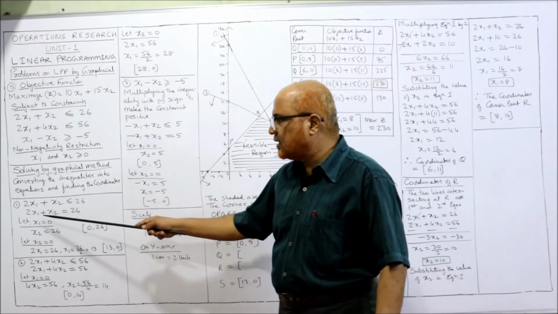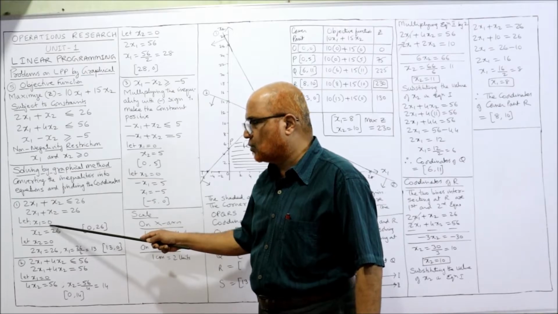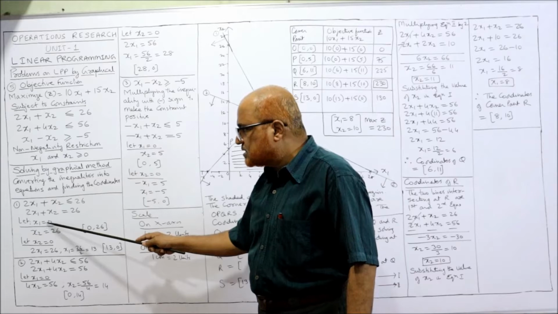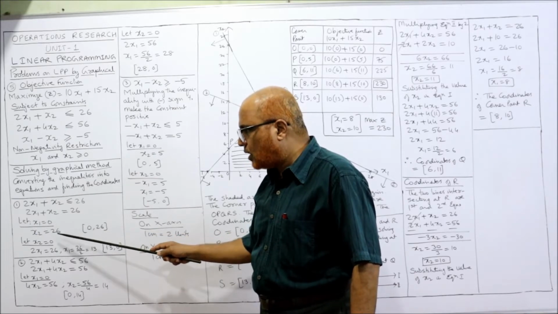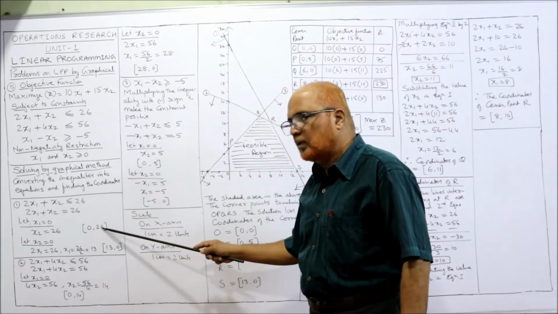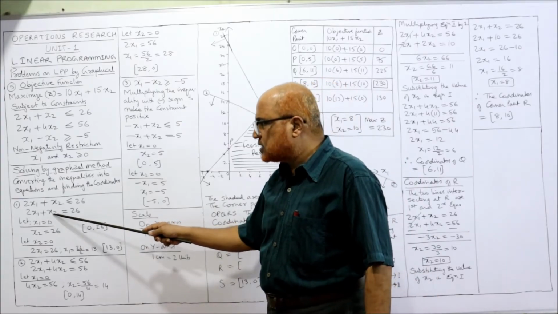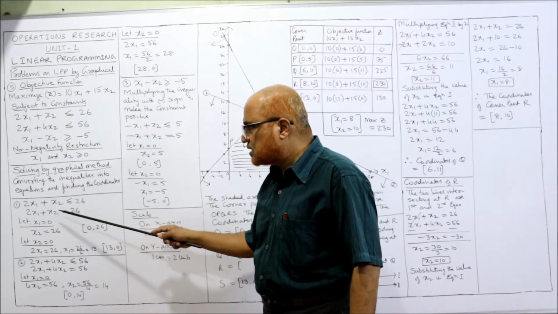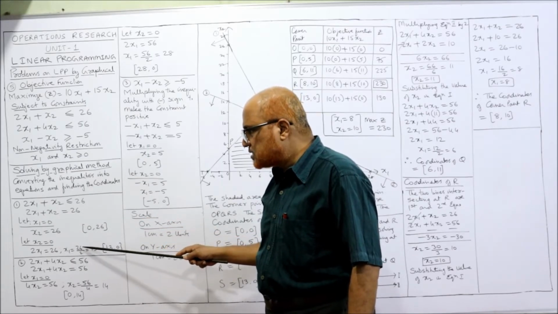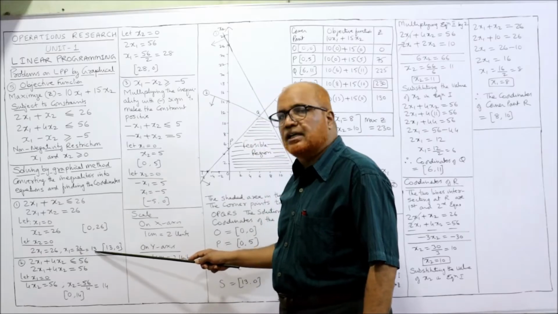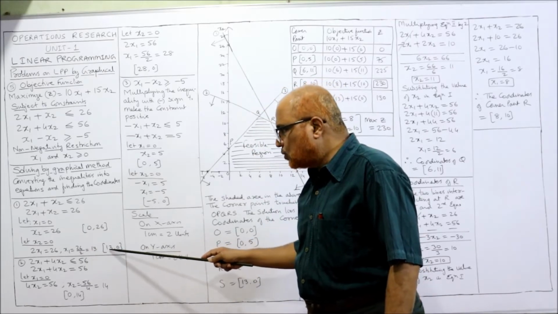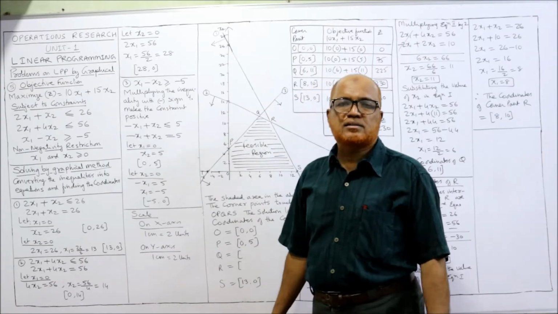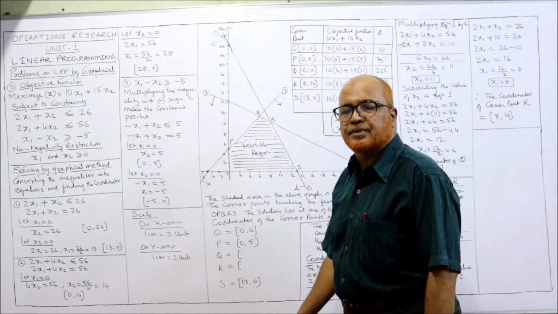Suppose x1 is equal to 0. Then x2 will become 26. The coordinates will be 0, 26. Second, let x2 is equal to 0. Then 2x1 is equal to 26, so x1 is equal to 26 by 2, that is 13. So x1 is equal to 13, x2 is equal to 0. So we got the coordinates of the first equation, right?